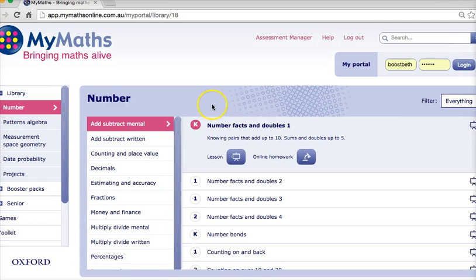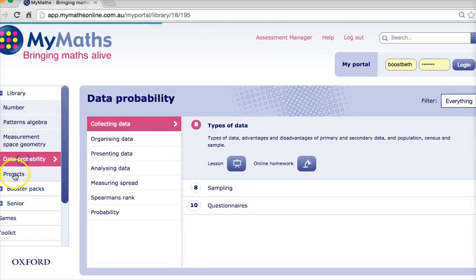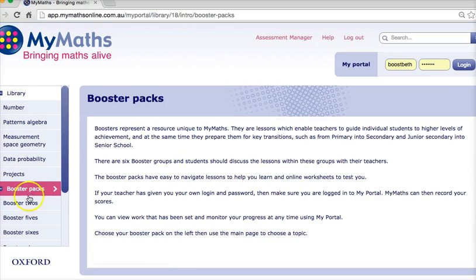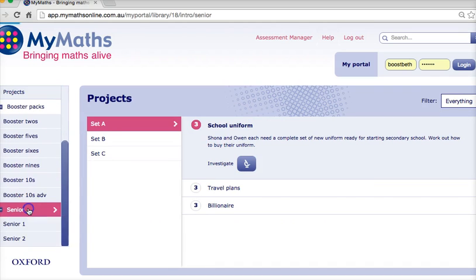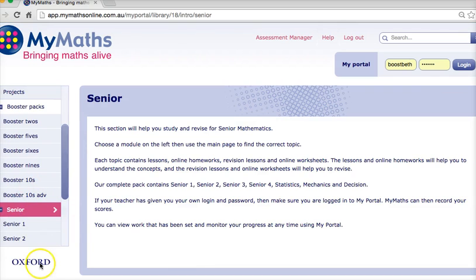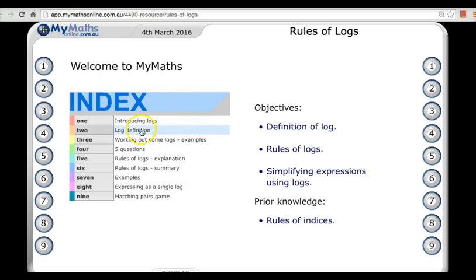Then you'll see that we've got different strands: number, algebra, measurement, data, projects, booster pack, which we don't want. We actually want the thing that's called senior. So go to senior on the left with the exponential graphs, but then I think we really need to look at rules of logs. There are 9 parts to the lesson.